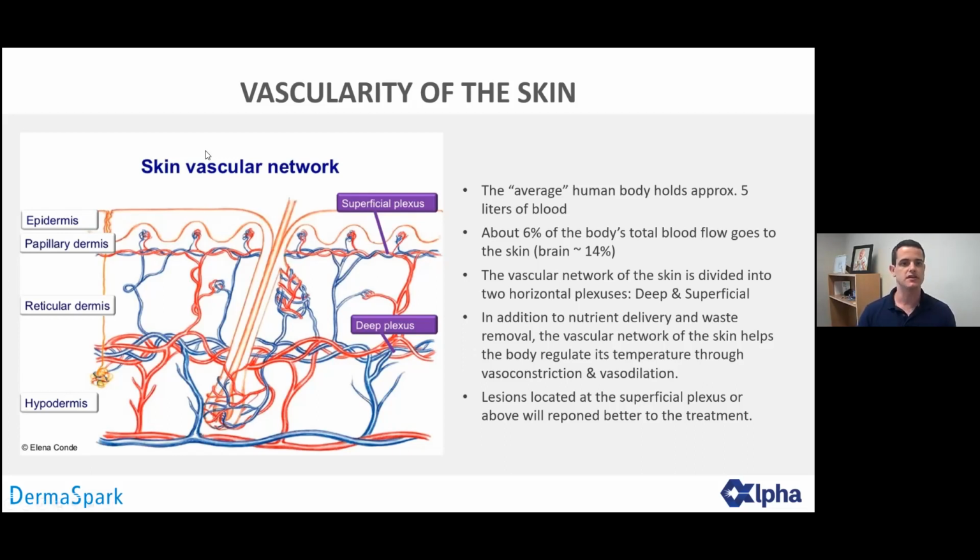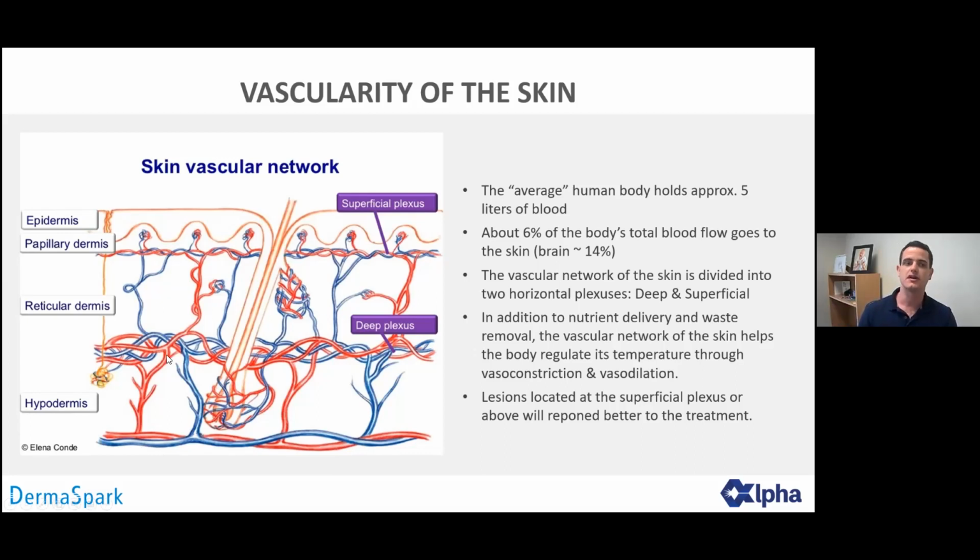And as you can see here in this diagram, the vascular network of the skin is divided into 2 horizontal plexuses. These are the deep plexus and the superficial plexus. The arteries that are feeding the skin come from deeper tissues, from the muscles. You can see them here at the very bottom of this diagram. And from there we have arteries that branch upward, ascending arteries that go toward the surface of the skin.